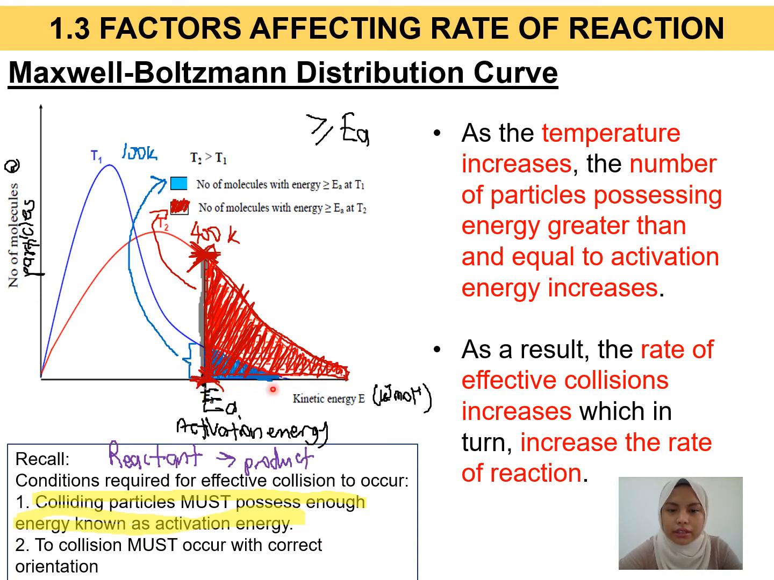T1 tu kecil ni je. Okay, and as a result, bila number of molecules ataupun number of particles yang ada energy greater than or equal to activation energy ni banyak dekat temperature yang kedua, makanya the chance untuk berlaku effective collision tu pun increase. Okay, so bila the rate of effective collision increase, makanya the rate of reaction pun will increase as well.